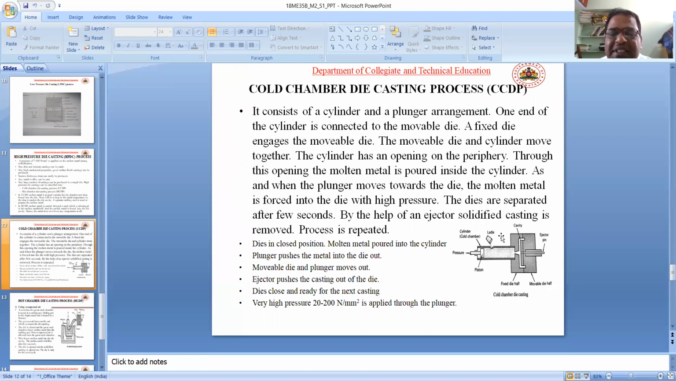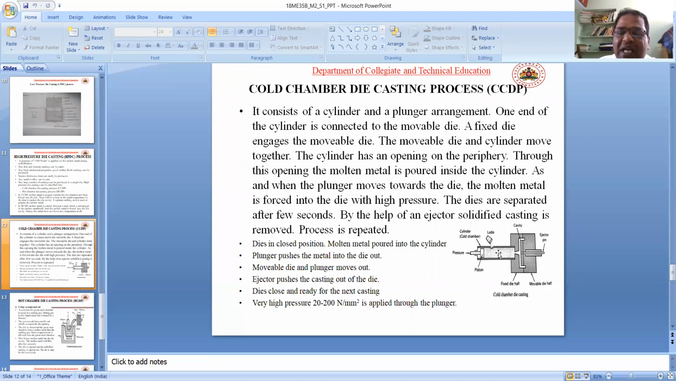With the dies in closed position, molten metal is poured into the cylinder. So this is the principle and construction I'm talking about now. The dies are closed. The molten metal is poured into the cylinder. The plunger pushes the metal into the die.